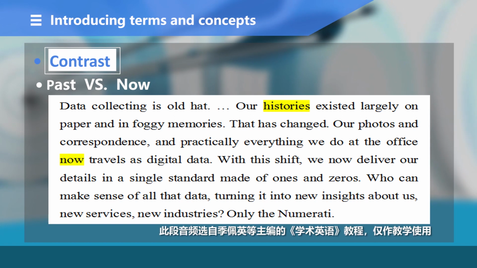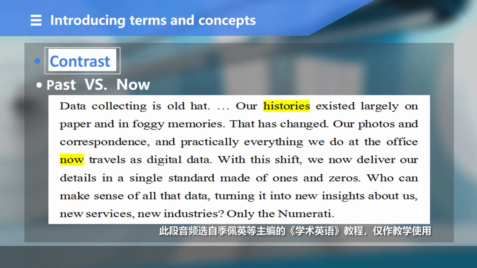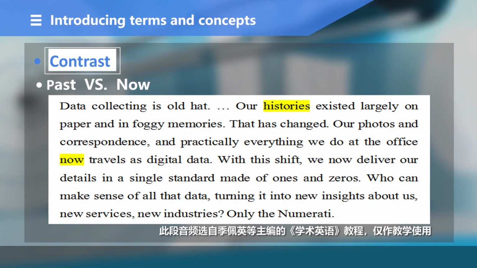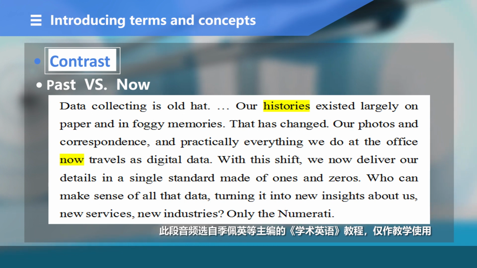Our histories existed largely on paper and in foggy memories. That has changed. Our photos and correspondence, and practically everything we do at the office, now travels as digital data. With this shift, we now deliver our details in a single standard made of ones and zeros. Who can make sense of all that data, turning it into new insights about us, new services, new industries?